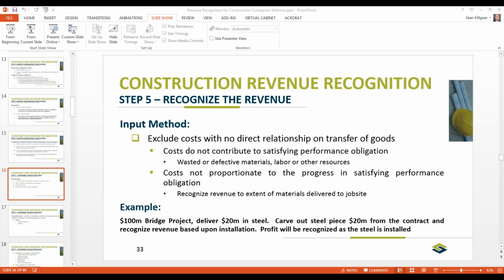So what you're going to do in your contracts going forward, if you do have a lot of materials, you're going to carve out the uninstalled piece from the contract, and really you're recognizing the revenue based on the labor as it's installed. So we'll go through a brief calculation.